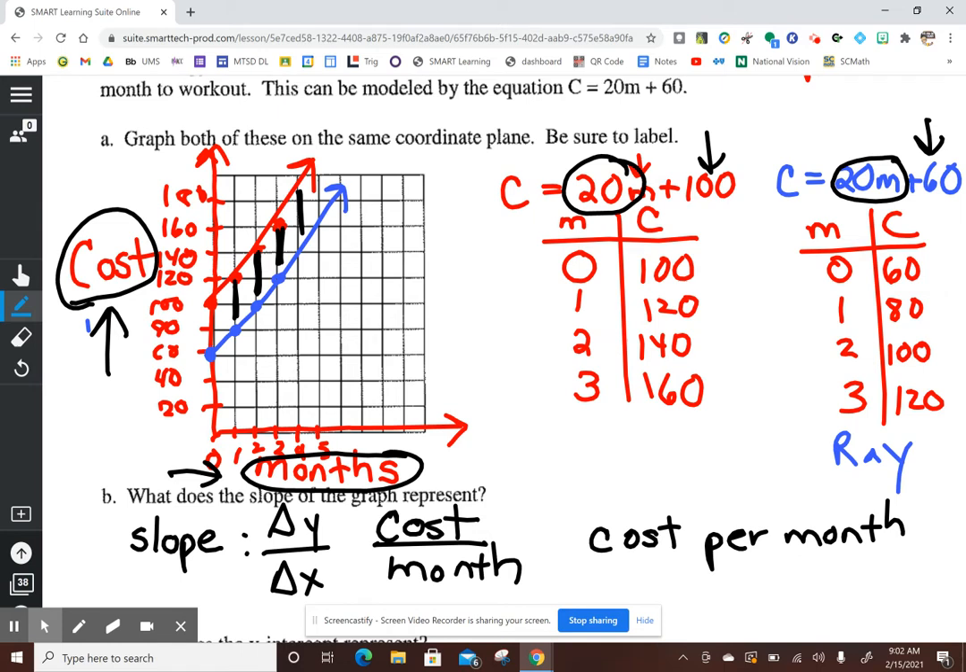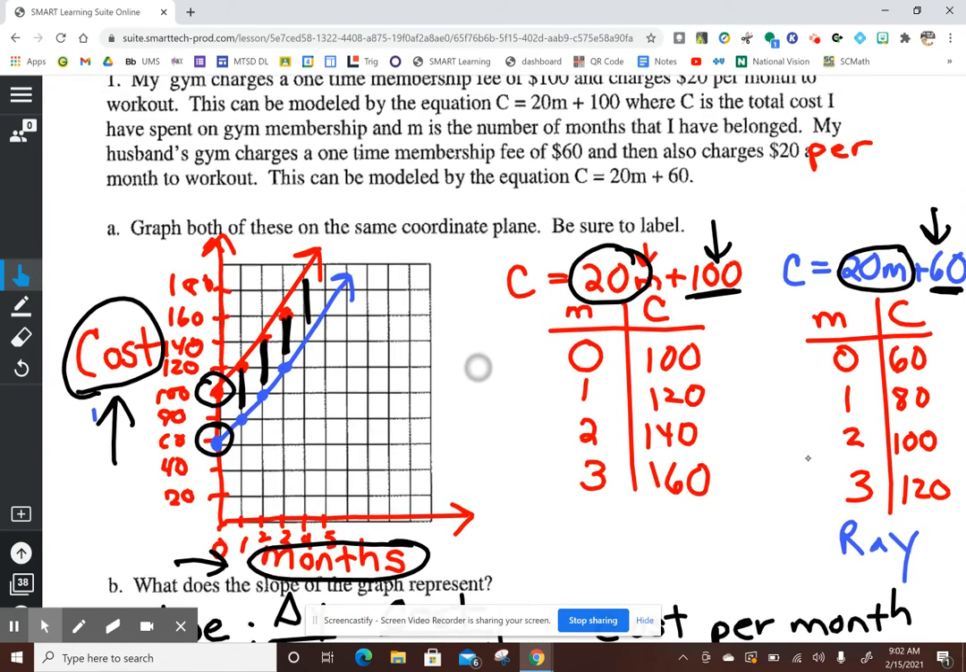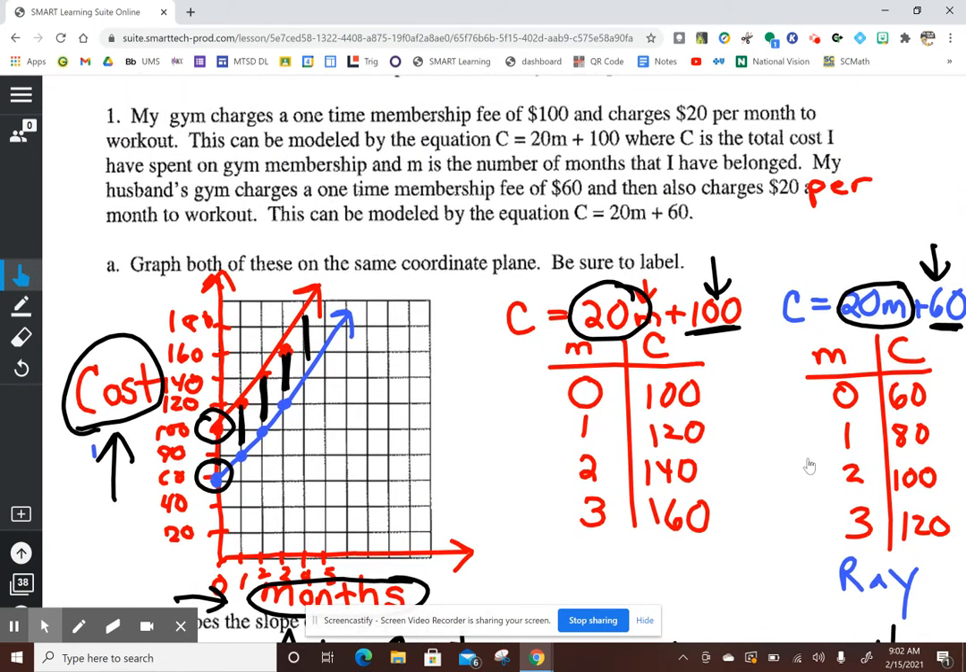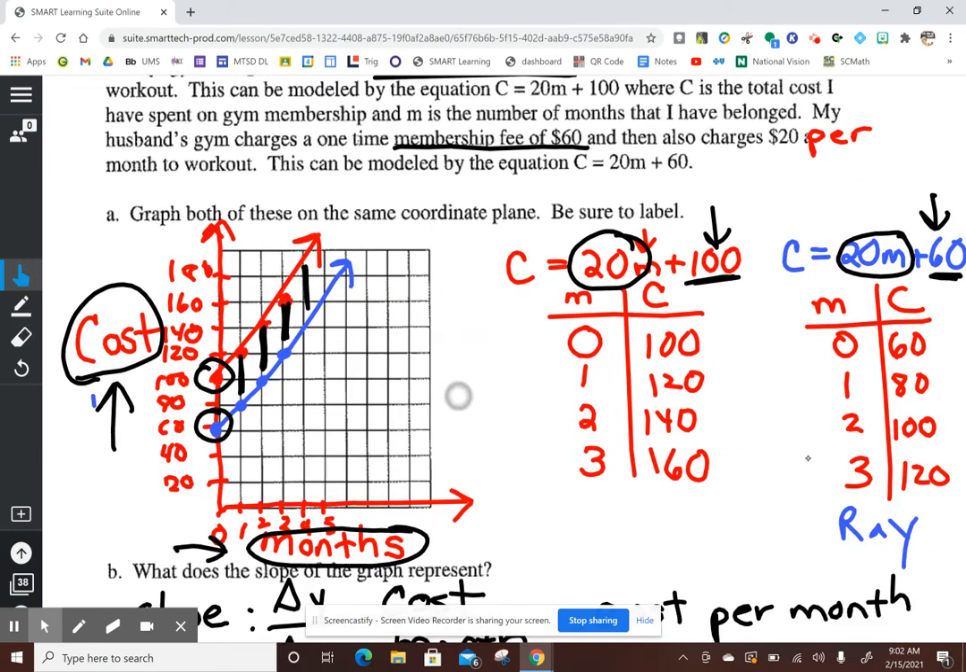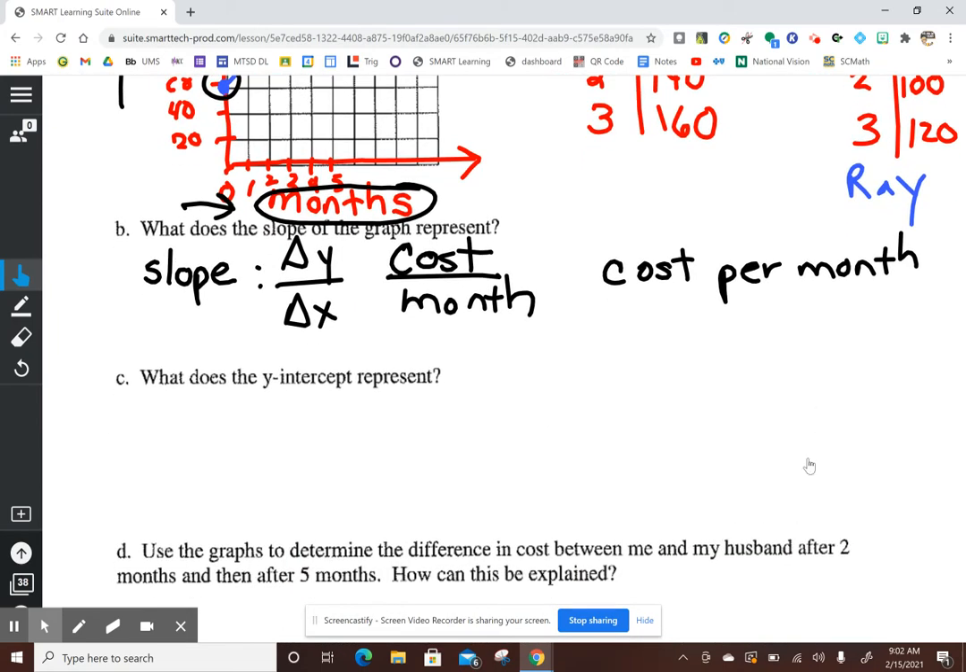Then it says, what do the y-intercepts represent? Well, what does 60 represent here, and what does 100 represent here? Well, let's look back into the problem, and it tells us the membership fee is 60, and the membership fee is 100. So that means, what does the y-intercept represent? It represents the membership fee.